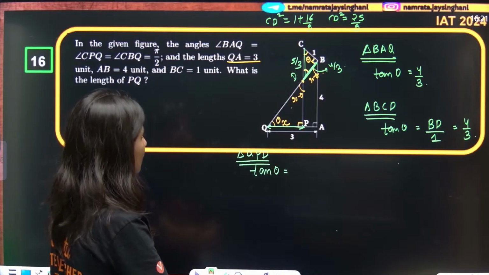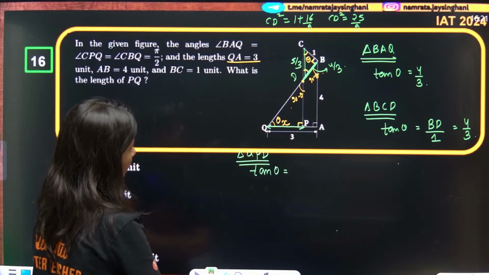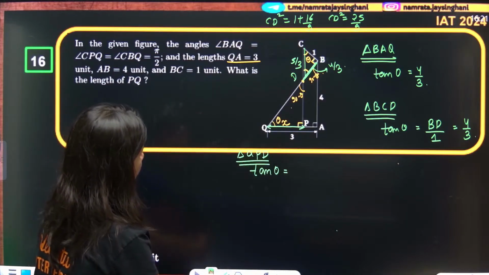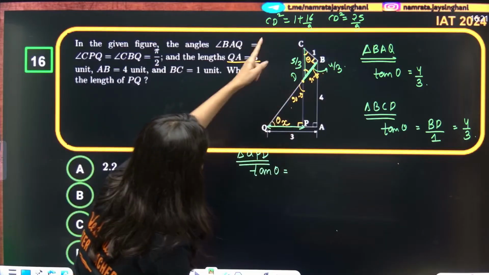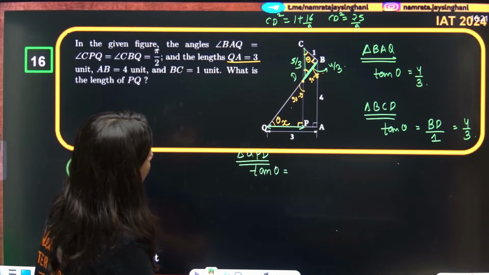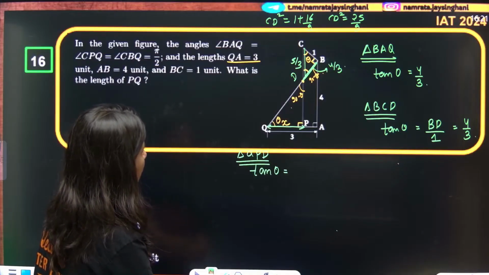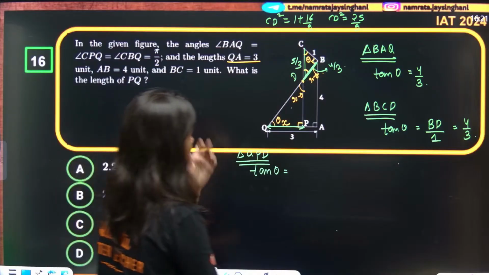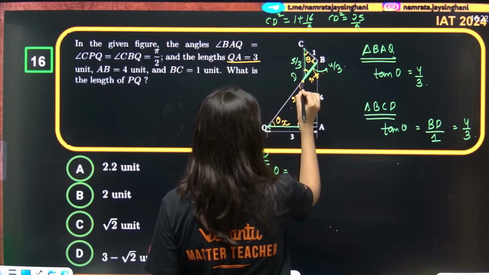Length of PQ is what they are asking, correct? So this PQ. How to calculate PQ now? Because we don't have this also. Do we have PC? Okay, this is okay. So let's do one thing then. Let's join this. This also we can join, right?